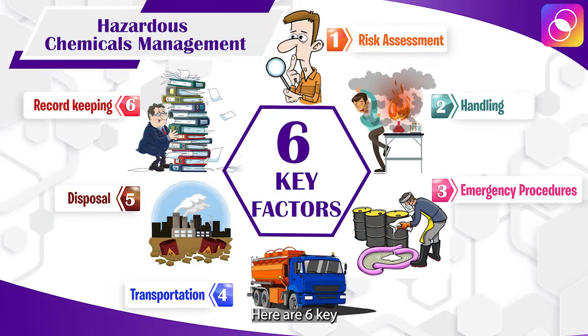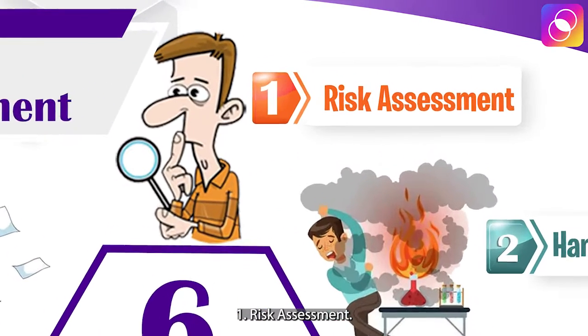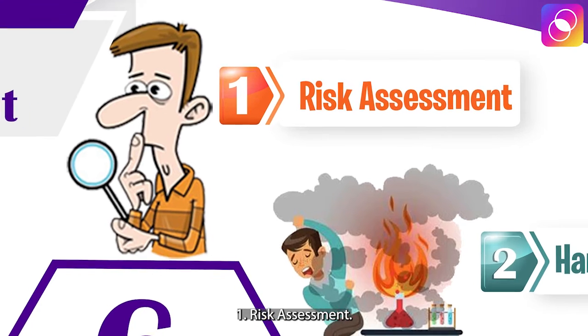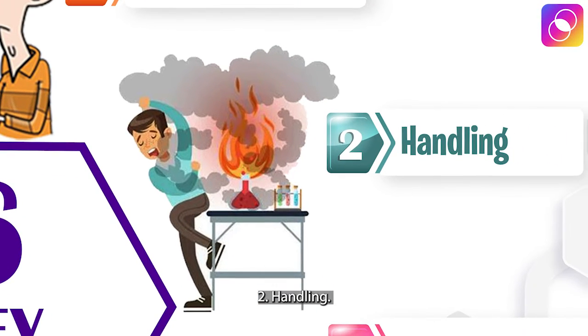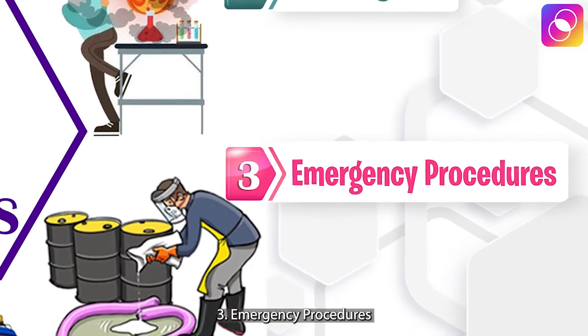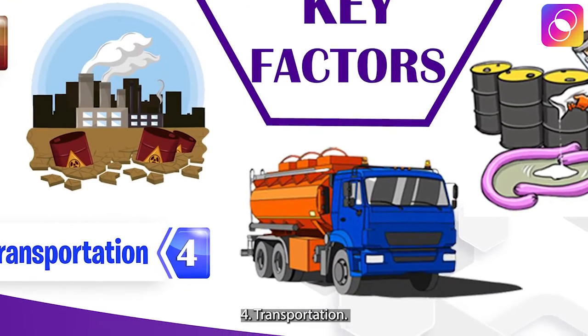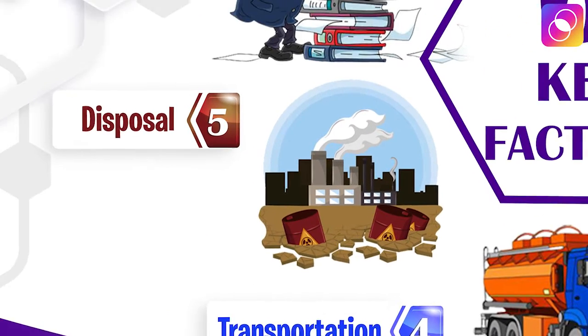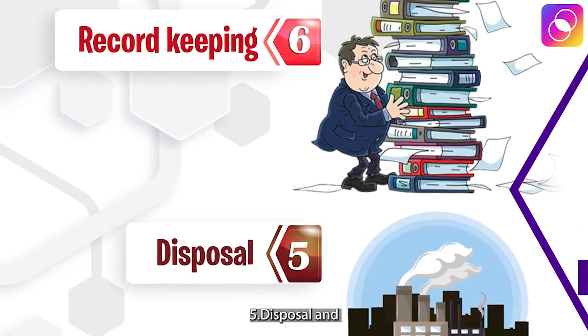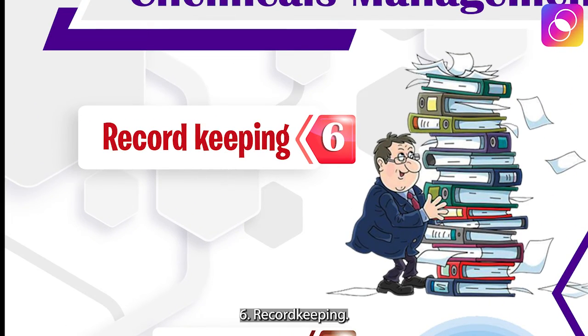Here are 6 key factors you need to consider in management of hazardous chemicals in your workplace. 1. Risk assessment. 2. Handling. 3. Emergency procedures. 4. Transportation. 5. Disposal. And 6. Record keeping.